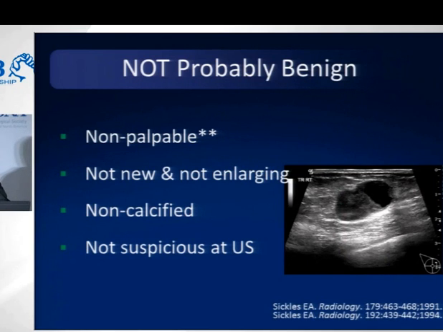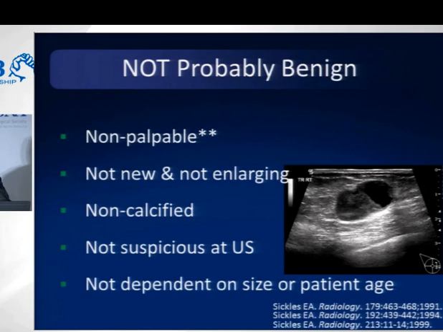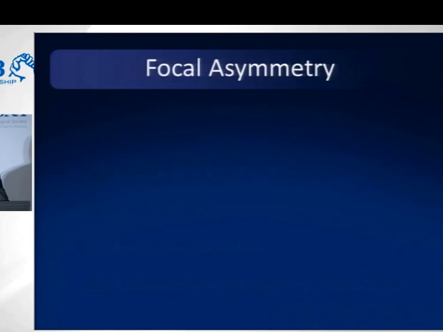So even if it looks oval and circumscribed on mammogram, if there's a suspicious feature on ultrasound, that mass needs a biopsy. So as in this case, where it's partially solid and partially cystic, no matter how benign looking it is on mammogram, that needs a biopsy. But also recognize that size and patient age are not relevant to determining probably benign.